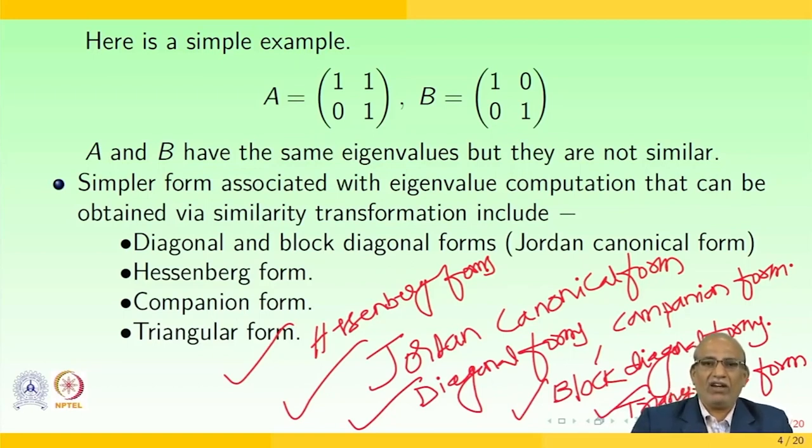Then we have what we call the Heisenberg form. Then we also have the companion form, and the triangular form. That is diagonal, tridiagonal matrices, pentadiagonal matrices. Like that, we have blocks.